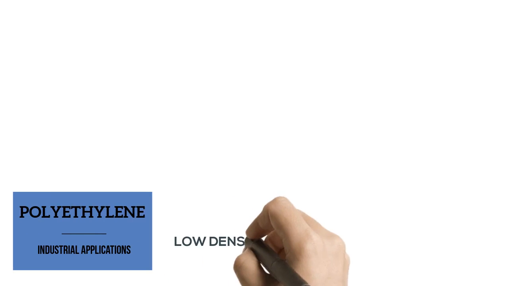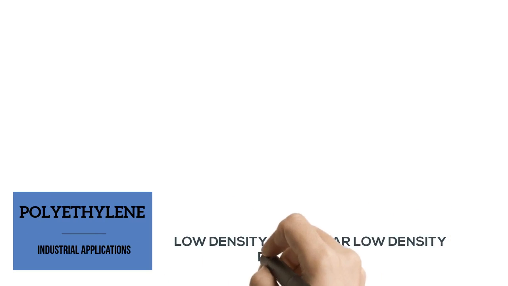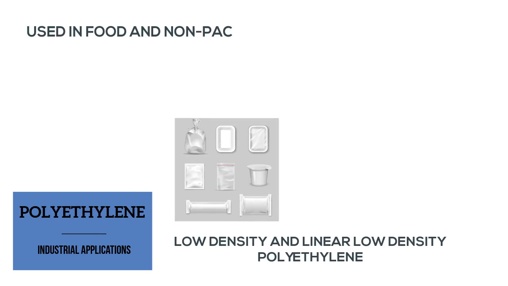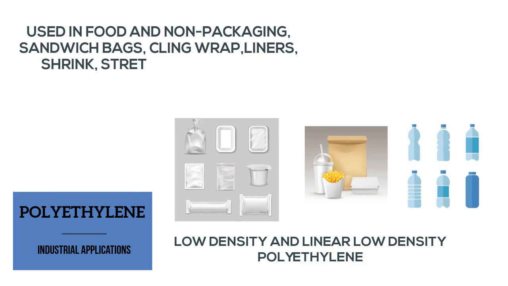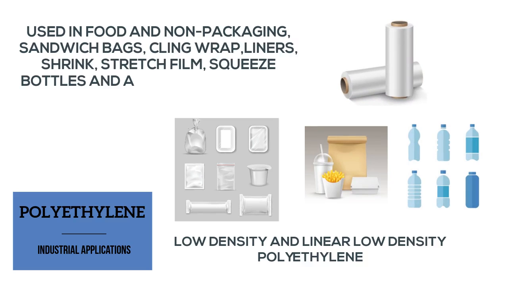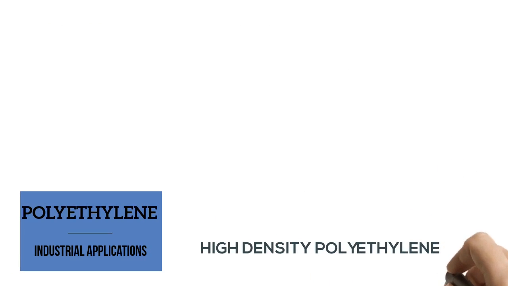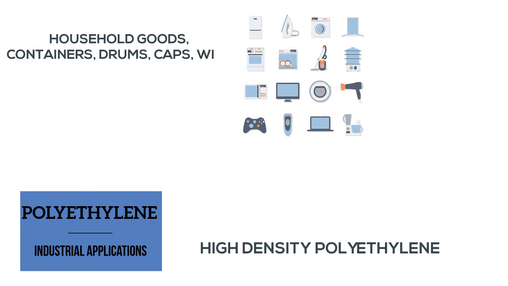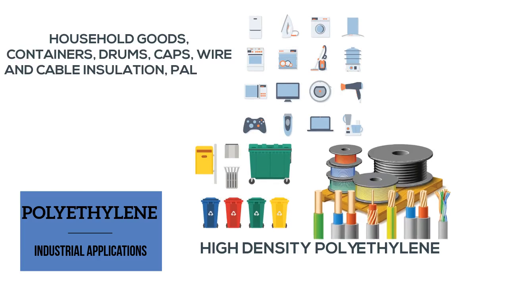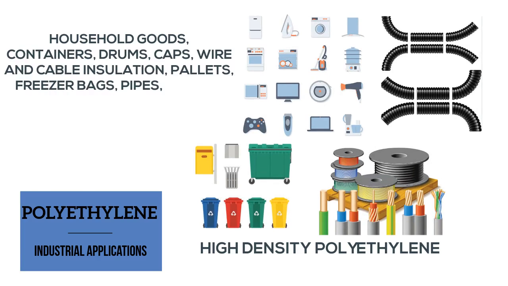Low-density polyethylene and linear low-density polyethylene are used in food and non-food packaging, sandwich bags, cling wrap, liners for tanks and ponds, shrink and stretch film, squeeze bottles, and as moisture barriers in construction. High-density polyethylene is used in blow molding and injection molding applications, such as household goods, containers, drums, caps, wire and cable insulation, pallets, freezer bags, pipes for water, gas and irrigation, carrier bags, industrial lining, and extrusion coating.